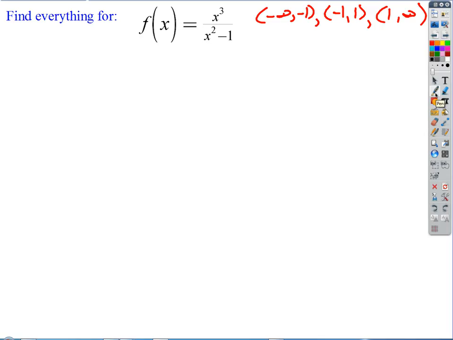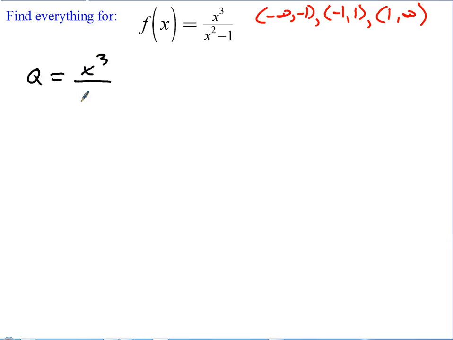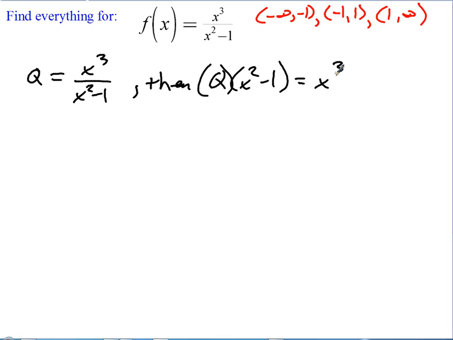Because this is the same thing as saying this quotient, if I were to call the quotient q, and I don't know what that is yet, right? This function, if I called it q, if q equals x cubed over x squared minus 1, then q times x squared minus 1 equals x cubed.